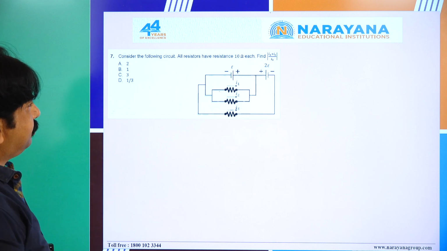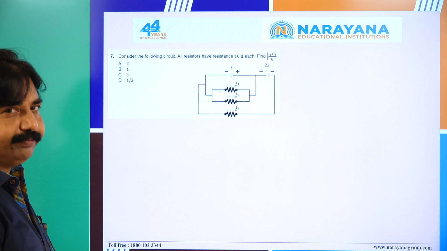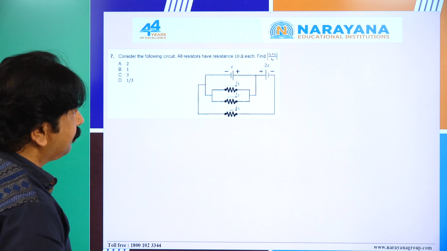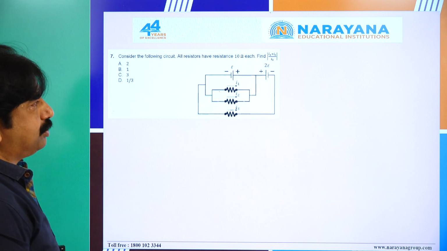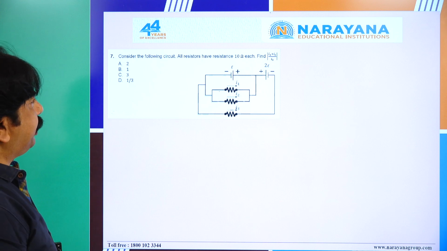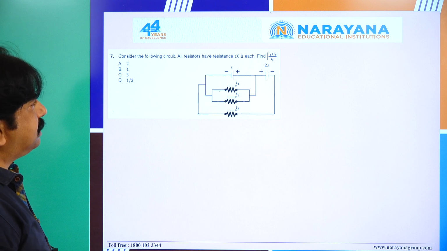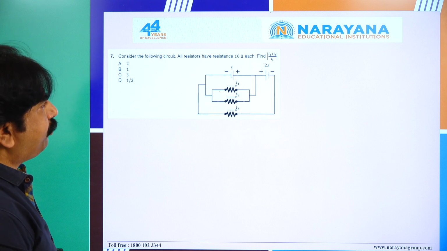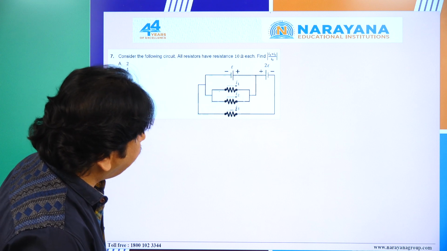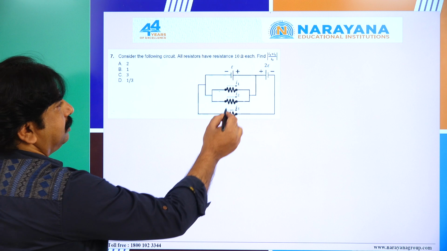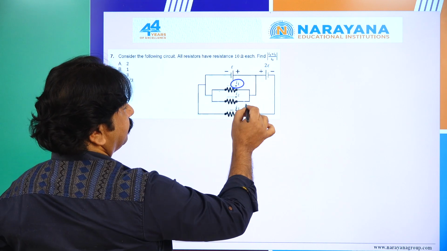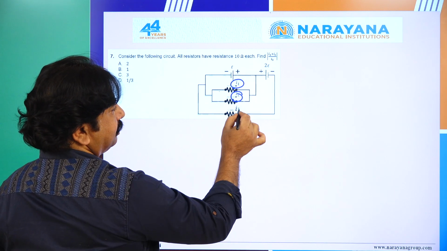Here also, look at the question. Purely it is current electricity. Now, look at the diagram here. The circuit based question. Consider the following circuit. All resistors have resistance 10 ohm each. Find (I1 plus I2) by I3. So, in the diagram, this is I1, this is I2, this is I3 only.